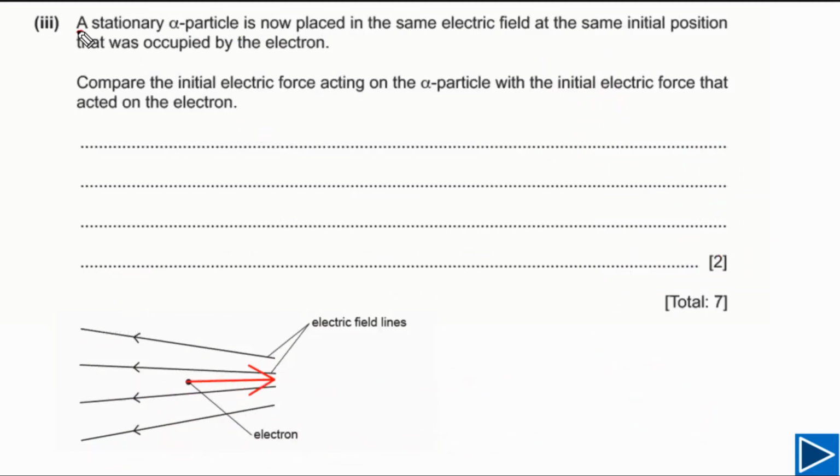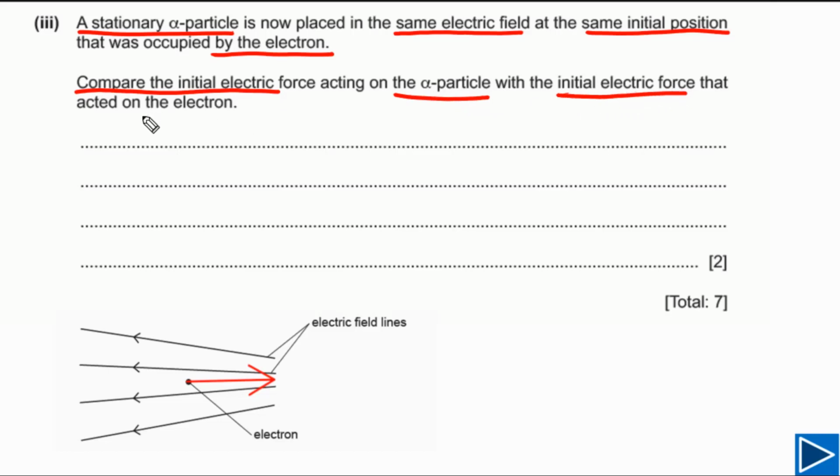For this part, it is given to us that a stationary alpha particle is now placed in the same electric field at the same initial position that was occupied by the electron before. The question is asking us to compare the initial electric force acting on the alpha particle with the initial electric force that acted on the electron.